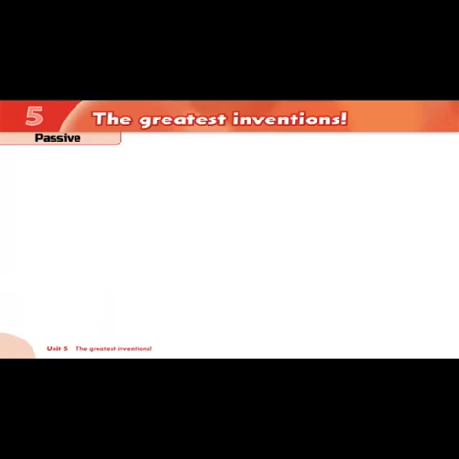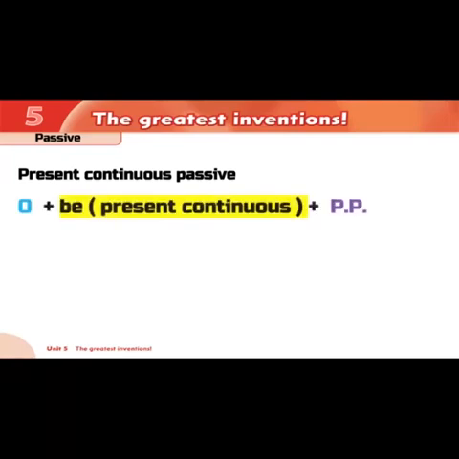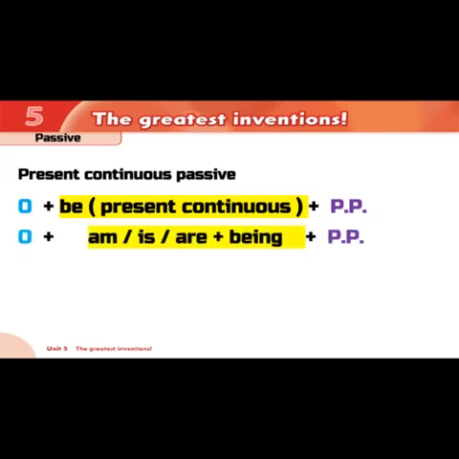And the last tense of our lesson today, the present continuous passive. The form of the present continuous passive is object plus verb to be in the present continuous plus the past participle. Now we have to know verb to be in the present continuous. It will be am, is, or are plus being. So the form will be object plus am, is, are plus being plus the past participle.